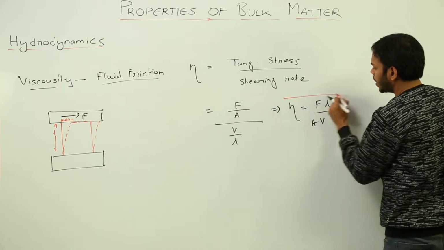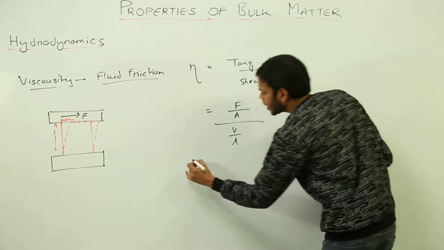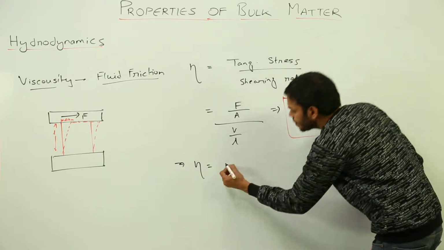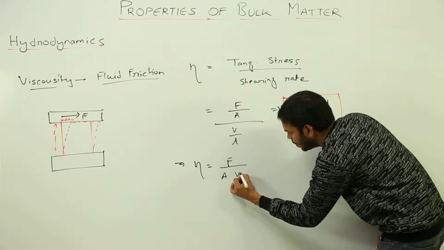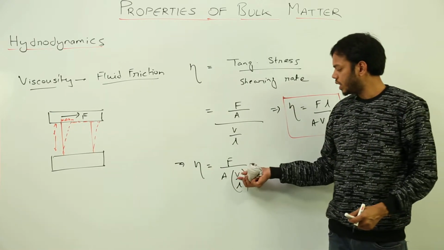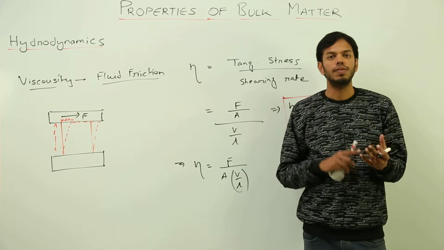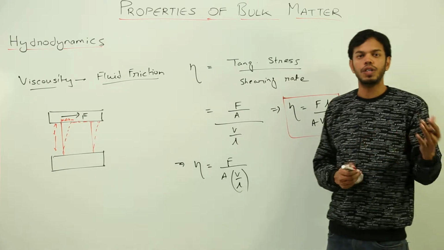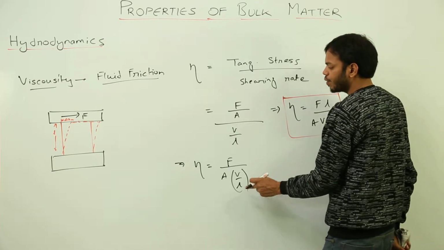This is one of the formulas which you will be using in numericals. Now I can rewrite this formula as viscosity equal to F over A times V by L, right? What is V upon L? Velocity per unit length, that is velocity gradient. We have already discussed a few terms like gradient, curl and divergence. Gradient means a physical quantity changing per unit length. So velocity upon length is velocity gradient.